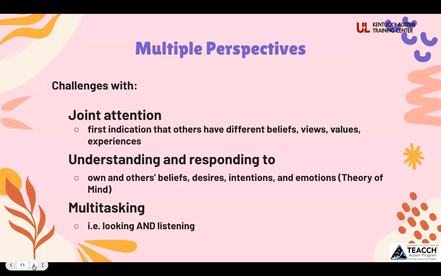Now, the other skill that I mentioned was multiple perspectives, which I think is the one that people usually know about more. And this one represents challenges with joint attention, right? Understanding that other people do not know what they know, that they have different beliefs, views, values, and experiences. Understanding and responding to others' beliefs, desires, intentions, and multitasking. Being able to look at something and listen, which is when we hear the "I," right? Like when it's hard for some people on the spectrum to look at somebody and listen to them while they're saying what they're saying, right?